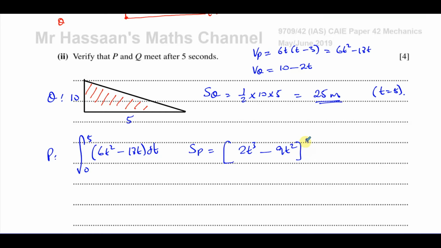And that's to be integrated. So we have the limits of 0 and 5. Now this should give me 25. If it gives me 25, we know we're on the right tracks. Because we have to show this, we have to be very careful to show our steps here.